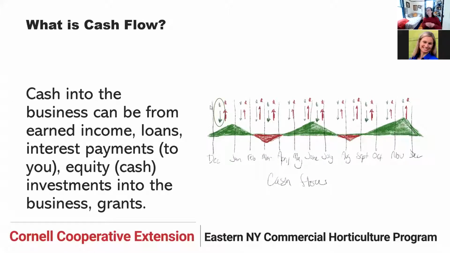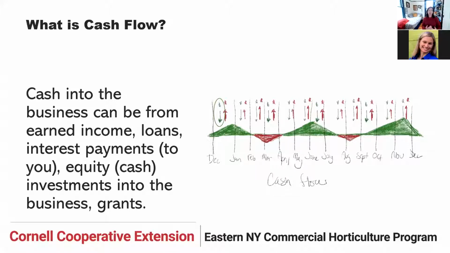Cash into the business can come from a lot of different sources. It's more than just income. Cash coming into a business can be the money that you get when you borrow money. So like if I go and I get a loan, that loan, it's a liability on my balance sheet, but it's also money that I put in my checking account or my savings account.